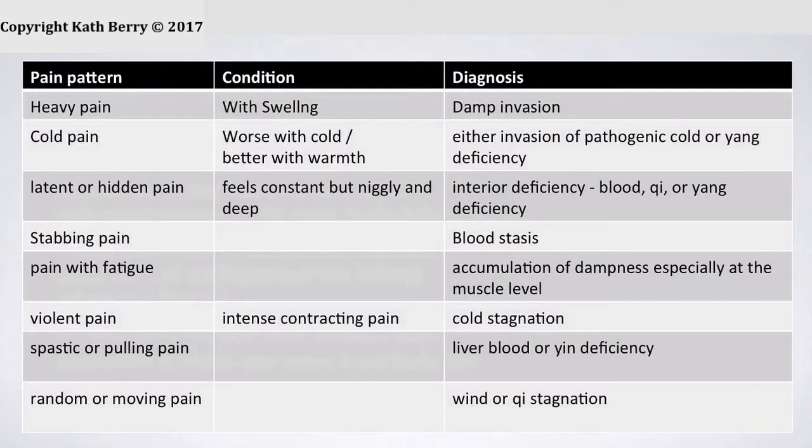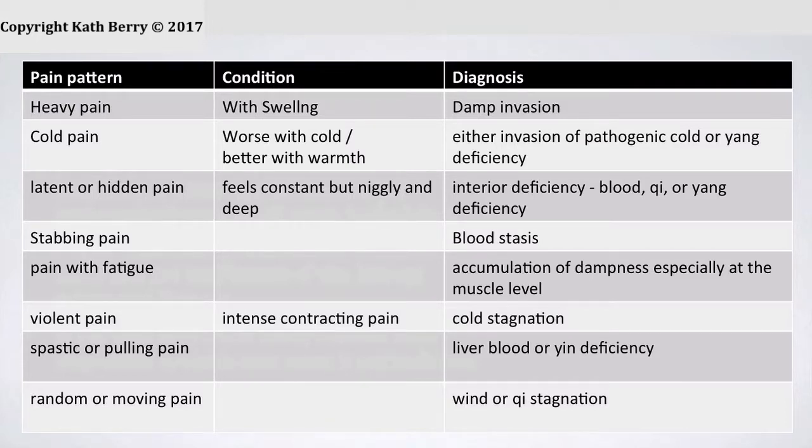So to recap, as a rule, the following pain patterns are going to give us vital diagnostic information. A heavy kind of pain with swelling, we're going to be looking at a predominance of dampness. Cold pain, worse with cold, better with warmth, is either going to be an invasion of pathogenic cold or a yang deficiency. A latent or hidden pain, a constant but niggly and deep pain, is usually due to some kind of interior deficiency, either of blood, qi, or yang. A stabbing pain is usually blood stasis, but can also come from bony Bi syndrome.